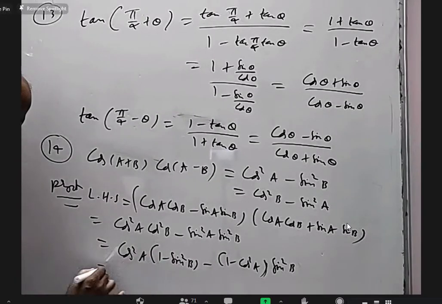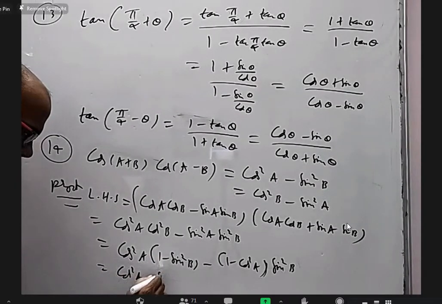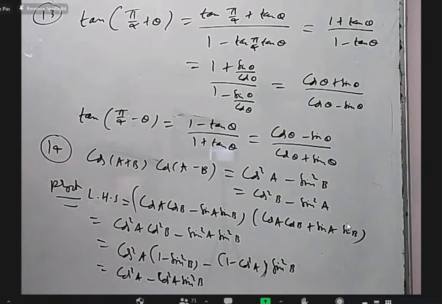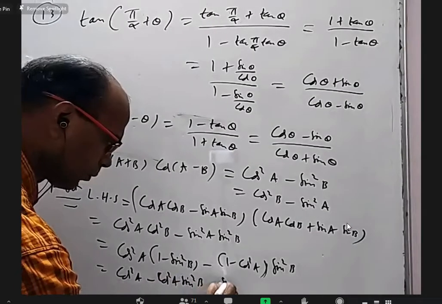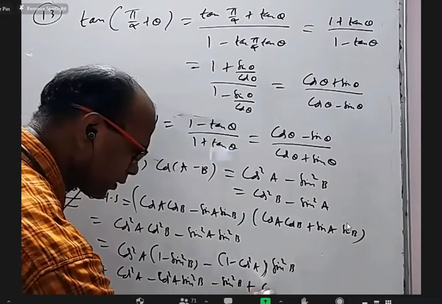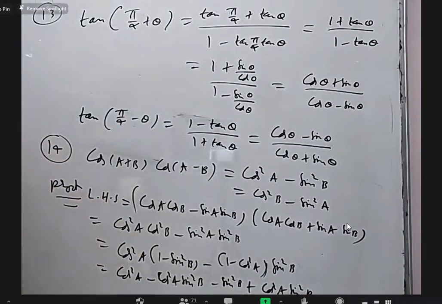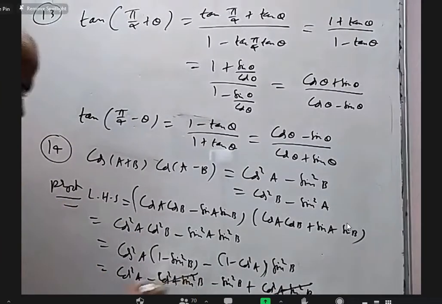Okay, let us just expand this. You will get cos square A minus cos square A sin square B minus sin square B plus cos square A sin square B. This and this are the same. You will get the formula.